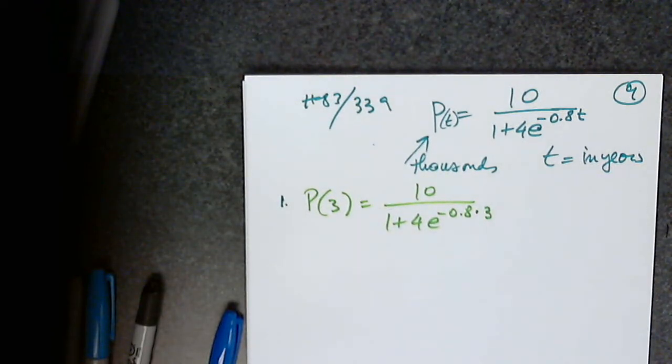So 10. Since there is only one term at the top, there is no need of parentheses, but you have to have parentheses around the denominator. 1 plus 4 e to, in parentheses, negative 0.8 times 3. Close the parenthesis and close the parenthesis for the denominator and hit enter and you will get 7.34.